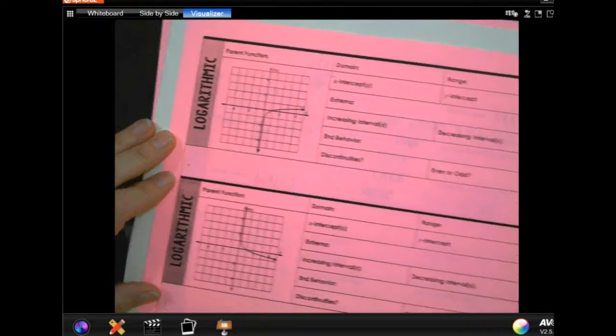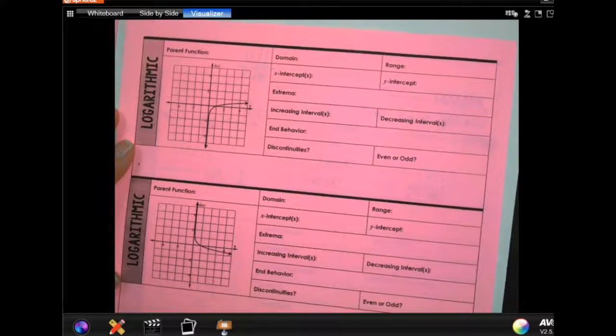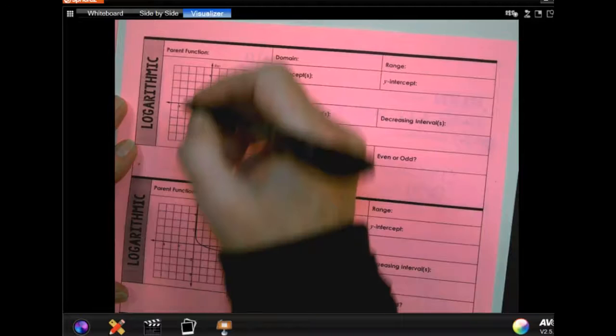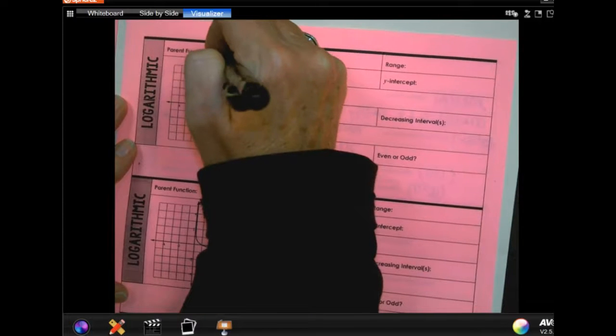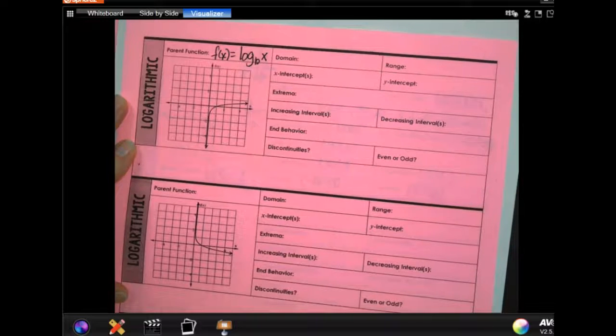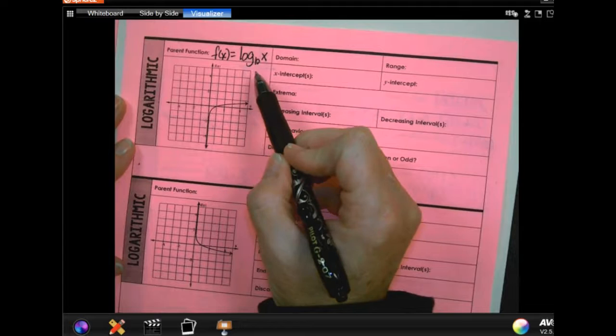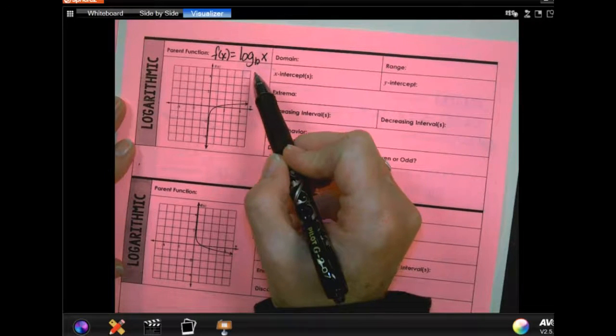Okay, so I'm going to finish the back of the pink paper. So I have 2 logs and then a brand new function. It's called the signum function. So the first one is the log function. This is a b, not a 6, because it's the base.